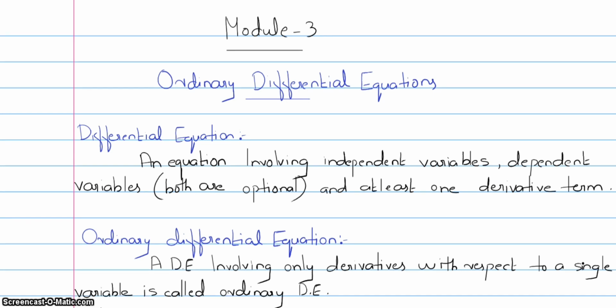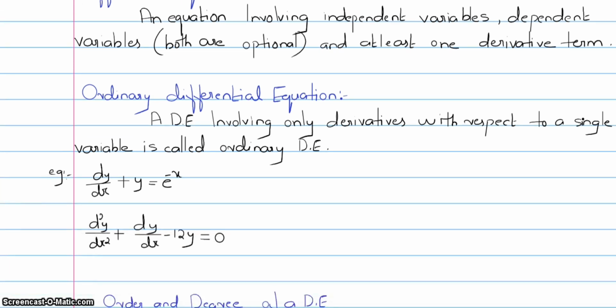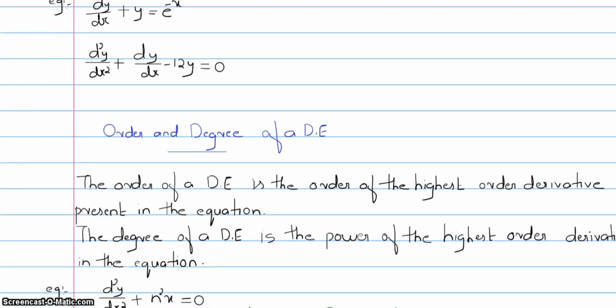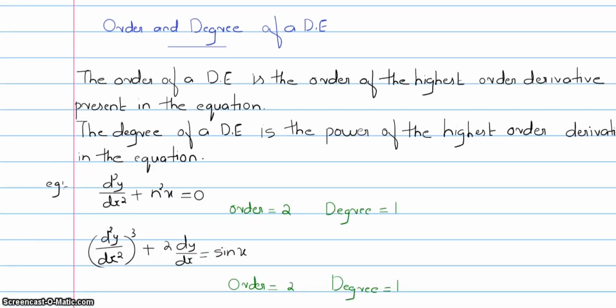Now let us see what is an ordinary differential equation. A differential equation involving derivatives with respect to a single variable is called an ordinary differential equation. This is an example for an ordinary differential equation: dy by dx plus y equal to e raised to minus x. Also d square y by dx square plus dy by dx minus 12y equal to 0, which is also an ordinary differential equation.